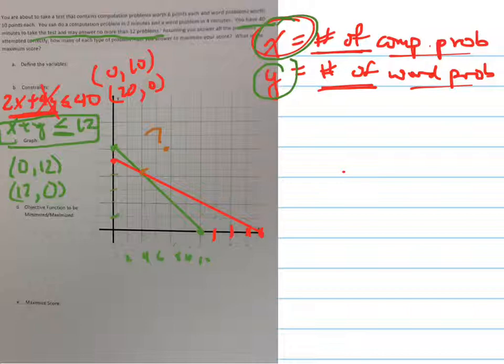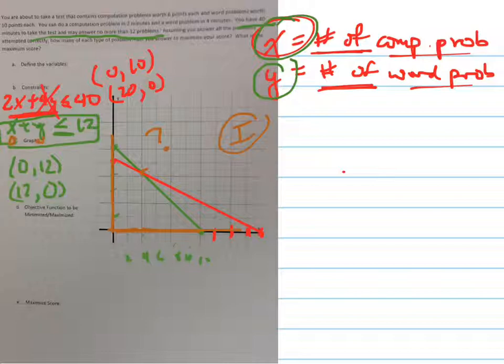intersect. Also notice, by the way, we're not done graphing this yet, but it has to be in the first quadrant, because you can't really have a negative number of computation problems. So you're only really concerned with this first quadrant, quadrant 1 up here. You don't have to worry about anything below it. And we also have to shade now.